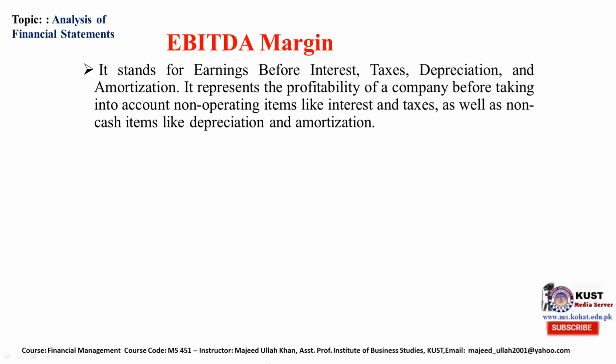EBITDA margin. First we will discuss what this term is. It's E for earnings, B for before, I for interest, T for taxation, D for depreciation, A for amortization. So earnings before interest, taxes, depreciation and amortization.